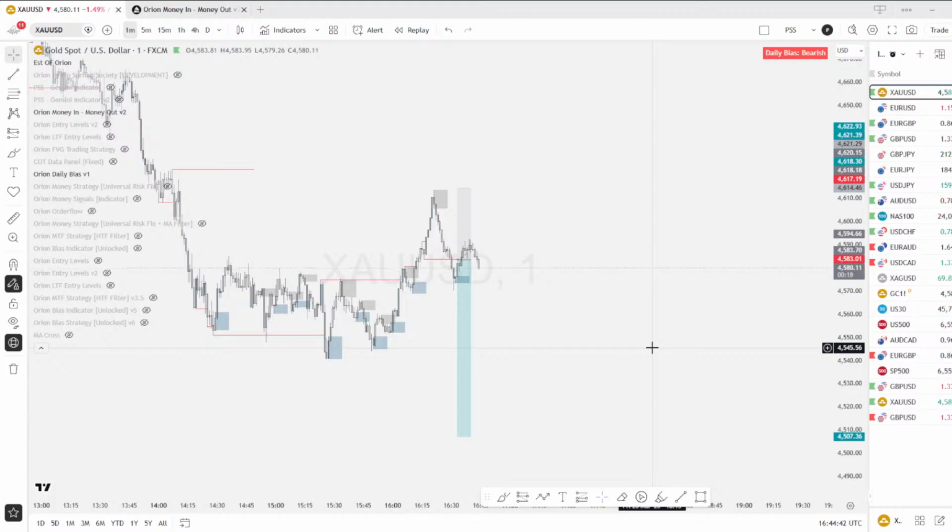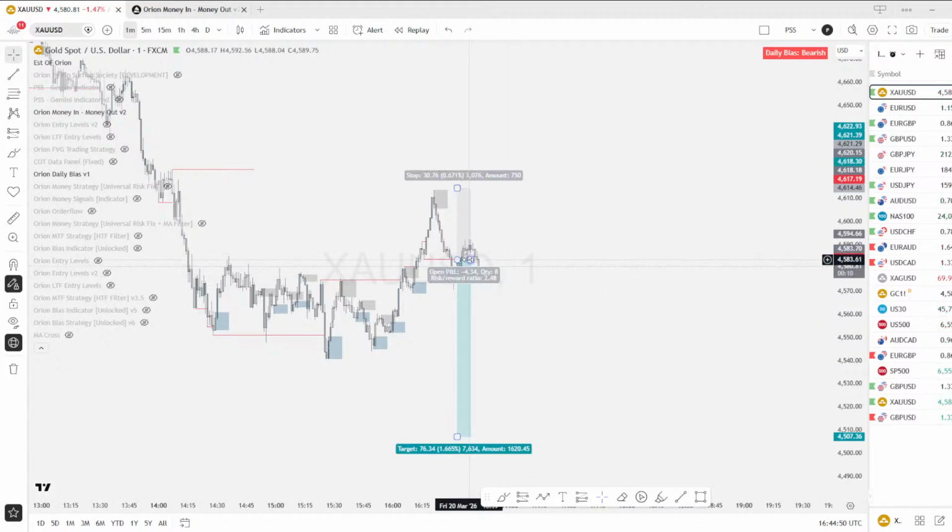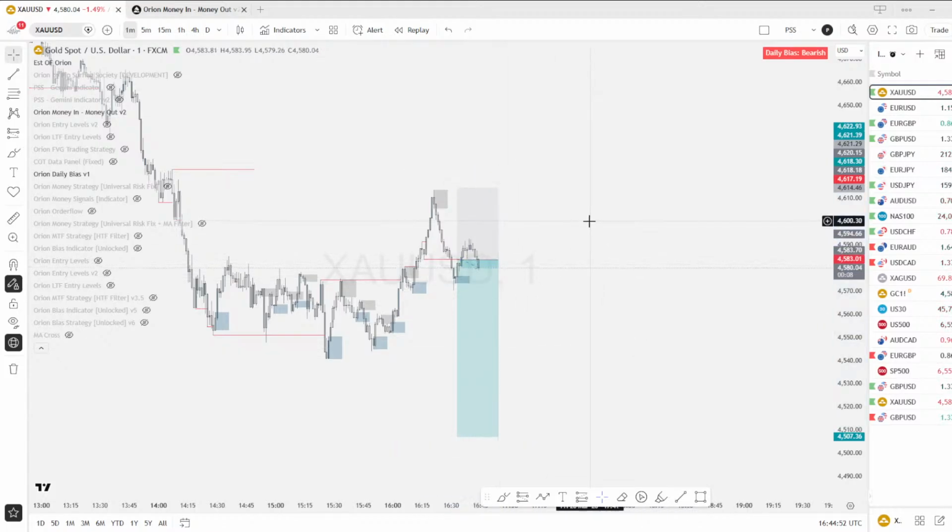Hey, Gold. Do us a solid and sink. Come on now. If we clear the last low that we created, which is here, if we clear this, I'll be going break even on it. And I'll just let that run.